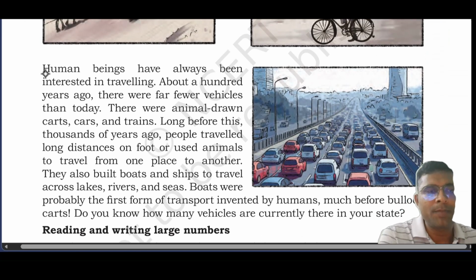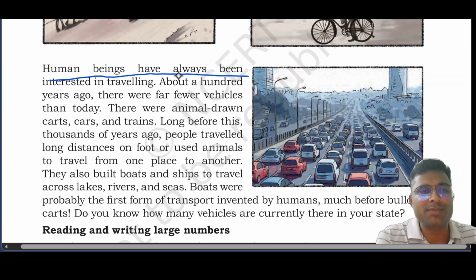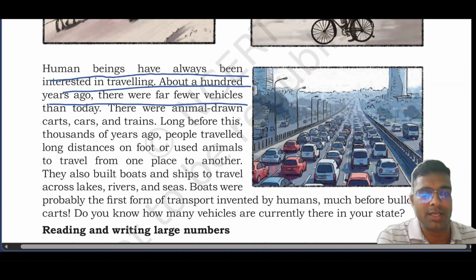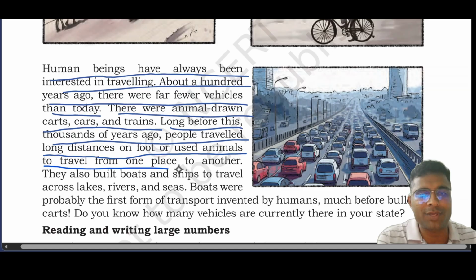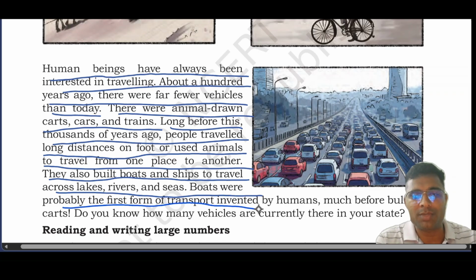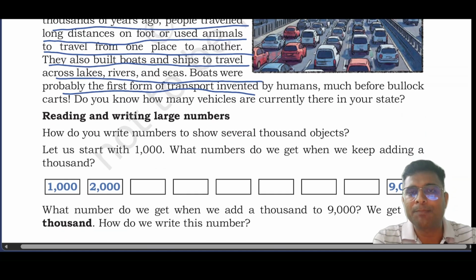Some pictures of old times are given here, showing how they used to travel, and the text says: human beings have always been interested in traveling. About 100 years ago, there were far fewer vehicles than today. There were animal-drawn carts and trains. Long before this, thousands of years ago, people traveled long distances on foot or used animals to travel from one place to another. They also built boats and ships to travel across lakes, rivers, seas. Boats were probably the first form of transport invented by humans, much before bullock carts.